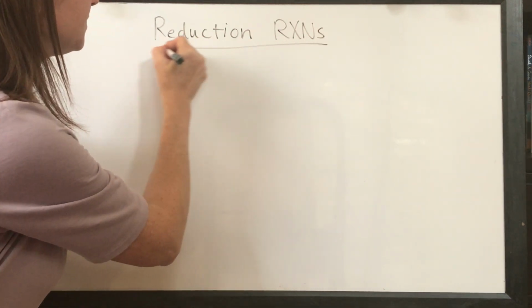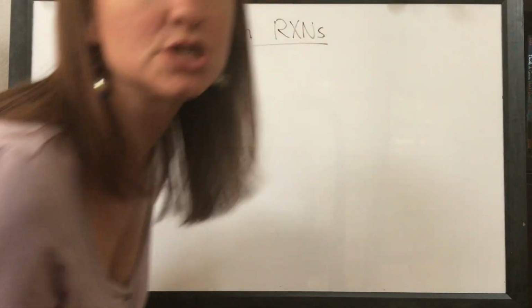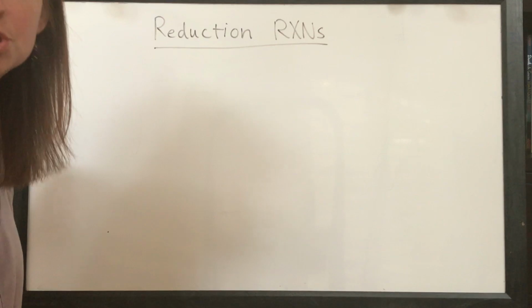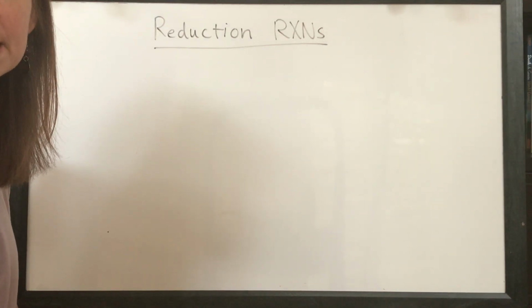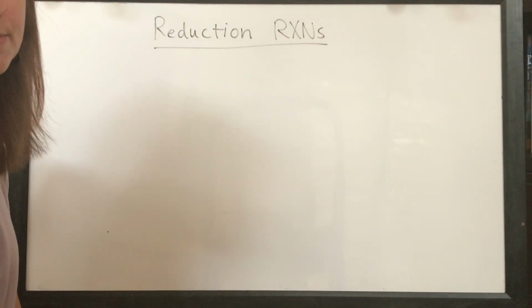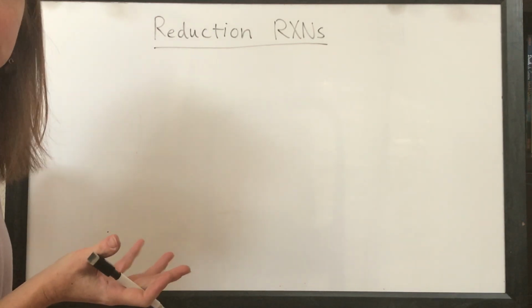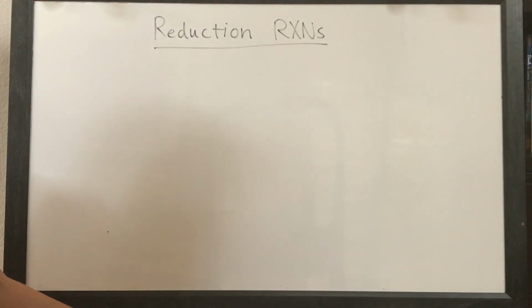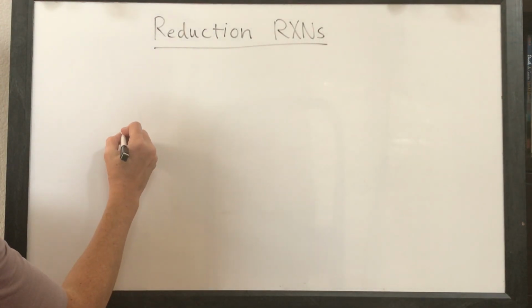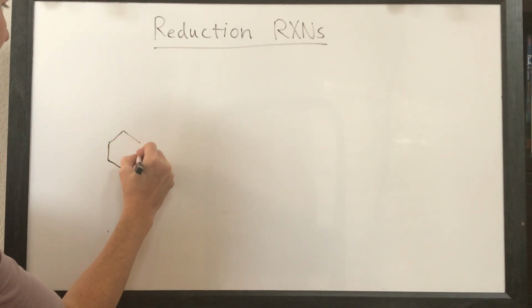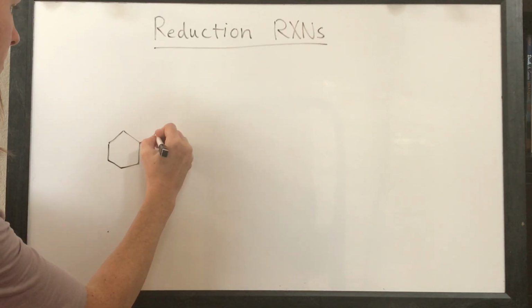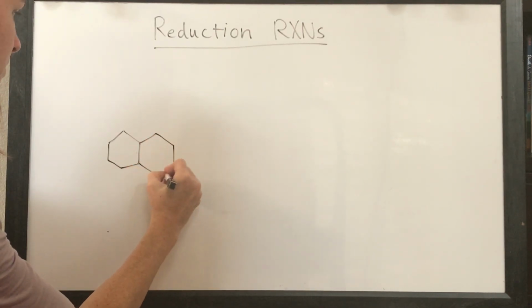Reduction reactions. There are two main reagents that we use in organic chemistry to reduce carbonyl compounds down to alcohols, and it depends on what the carbonyl is as to which reagent you would choose. So I'm going to draw kind of a large looking molecule here, and you'll see why when we start talking about this. I want a molecule that has a lot of different functional groups on it. So I'm going to draw something like this.